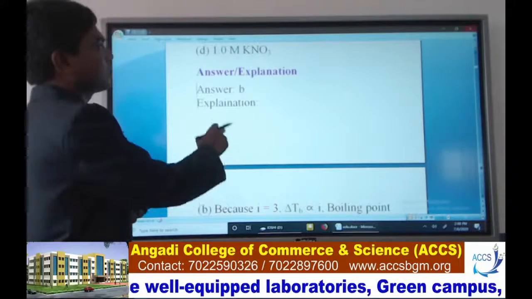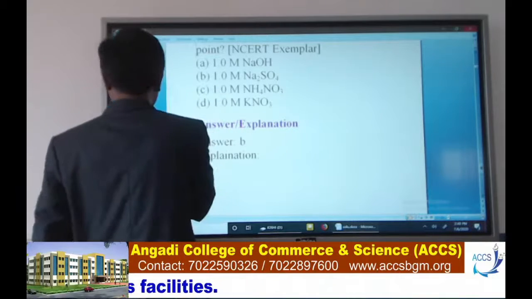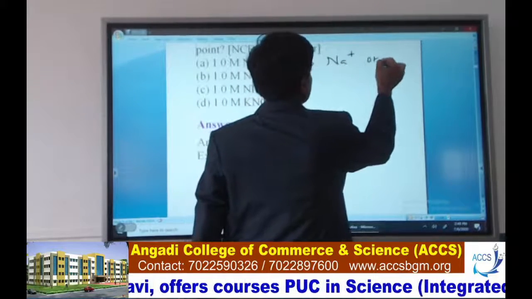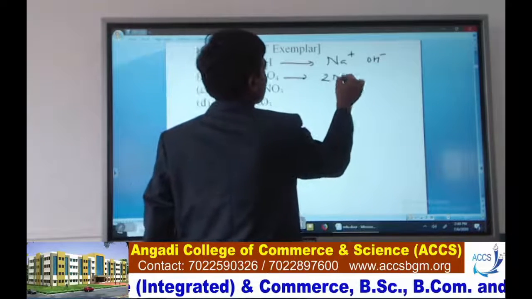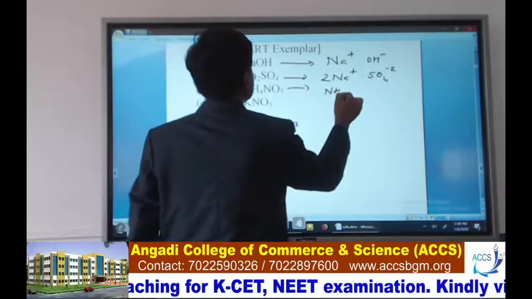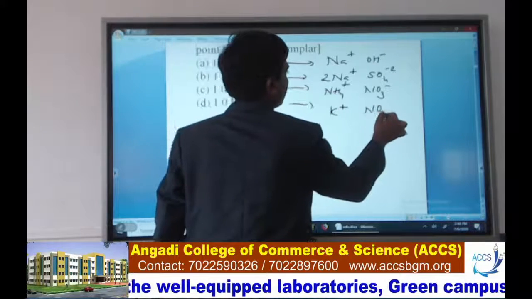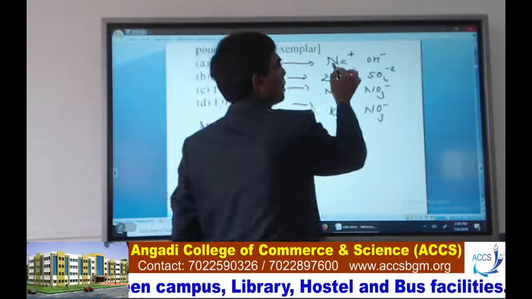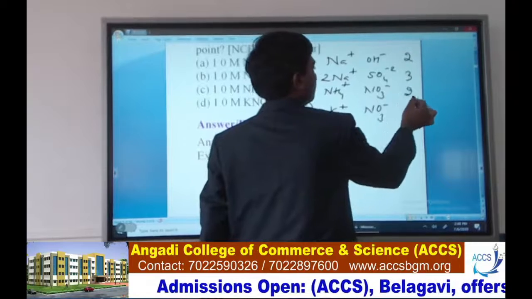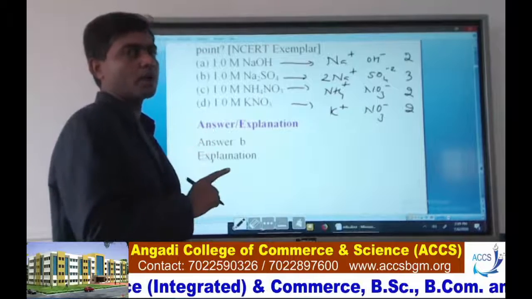Let's see. The answer for this one is 0.01 M Na2SO4. How did it come? I will ionize that. NaOH will break as Na plus and OH minus. Na2SO4, 2Na plus and SO4 2 minus. NH4 plus and NO3 minus. K plus and NO3 minus. How many ions are there? 1 plus 1, 2; 2 plus 1, 3; 1 plus 1, 2; 1 plus 1, 2. If you see all four options, one is having more ions, that is 3.